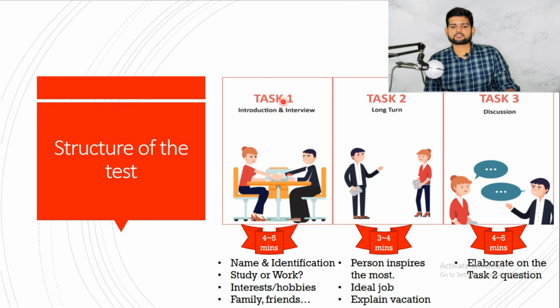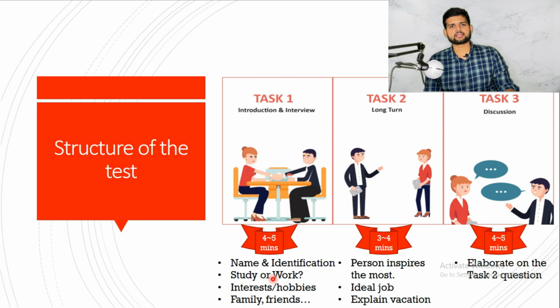Just to elaborate, task 1 is about interaction between the test taker and you. Task 2 will be about you speaking alone, and task 3 will again be an interaction between you two. Typically the first task will be about 4 to 5 minutes, wherein they'll ask about your name and your identification. They'll ask you to show your ID so that they can cross verify your basic details and understand that the same candidate who has registered for the test is attending this interview.